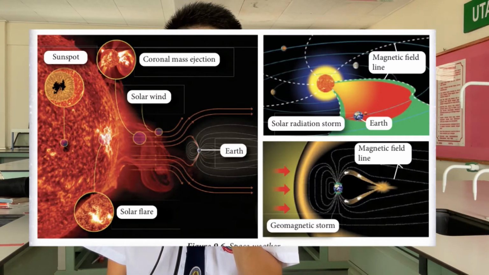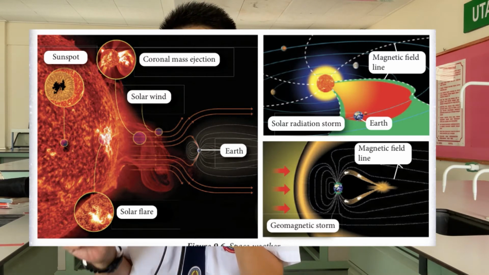Sunspot, coronal mass ejection, solar wind, Earth, solar flare. Magnetic field line, solar radiation storm, Earth. Magnetic field line, geomagnetic storm.